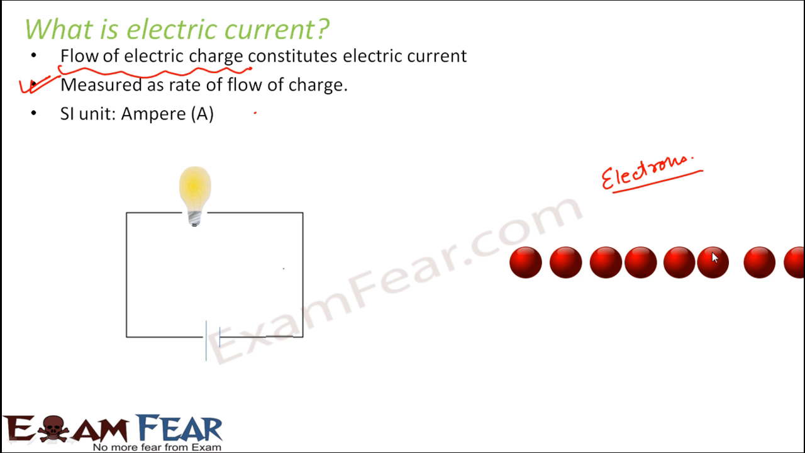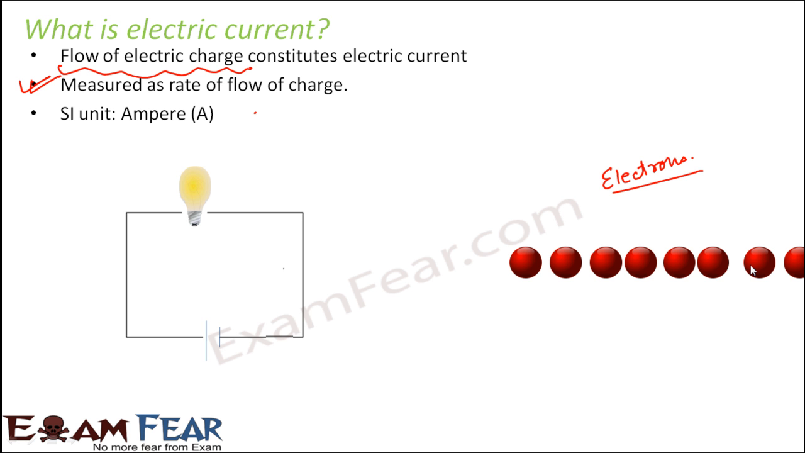So if these electrons, which are drawn as balls here for better understanding, are moving really fast one after another, that means a huge amount of current will be flowing through the wire. But if these balls are moving very slowly, that means a very small amount of current is flowing through the wire. So basically how fast these electrons are moving would decide how much electric current is flowing through the wire.